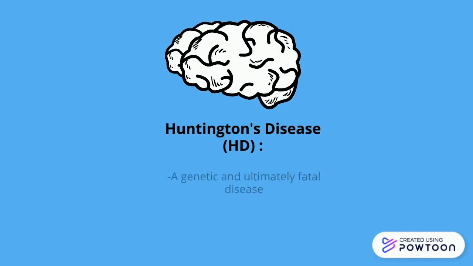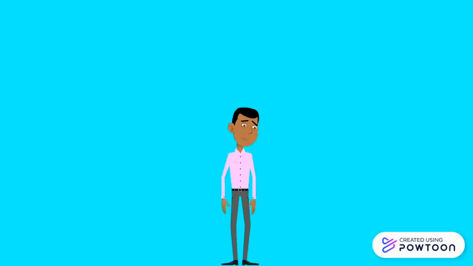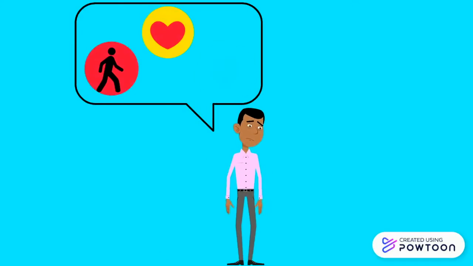Huntington's disease is a genetic and ultimately fatal disease that induces a progressive destruction of neurons in the brain. As a result, it causes a deterioration in a person's physical, emotional, and cognitive abilities.